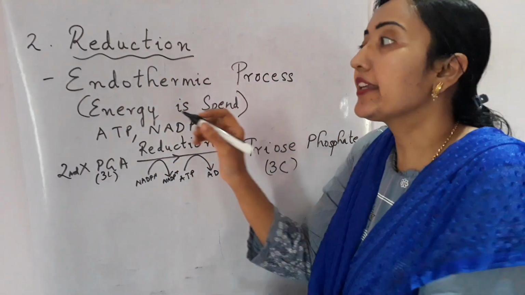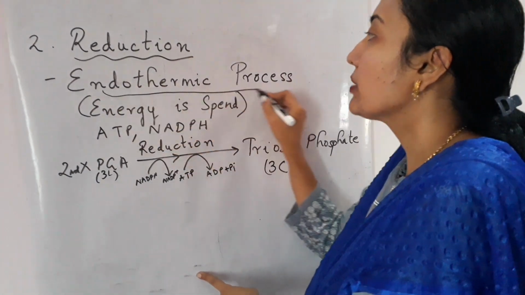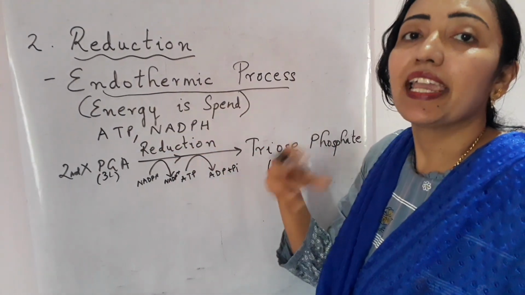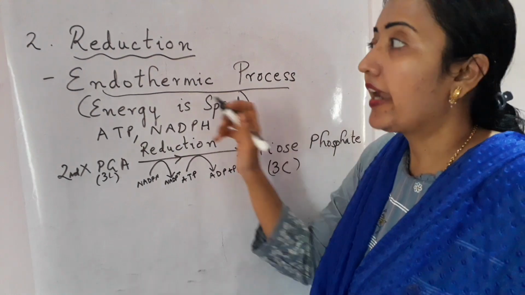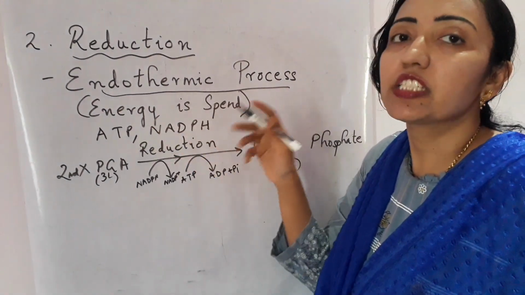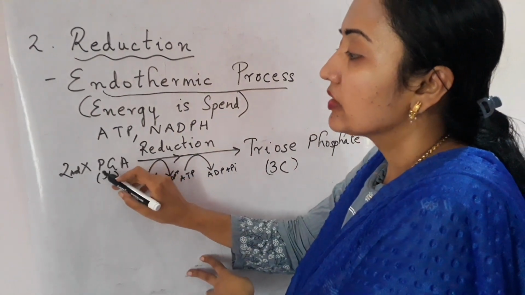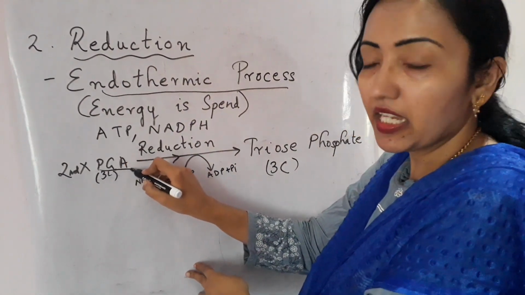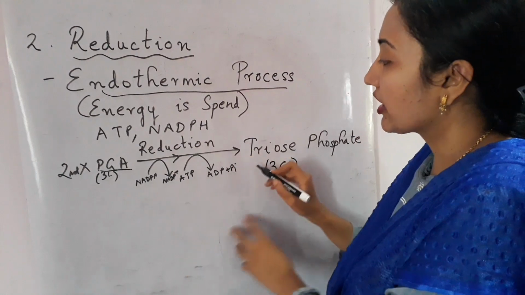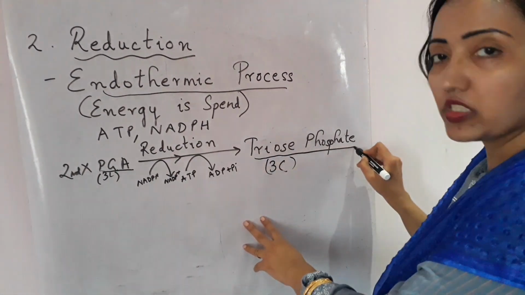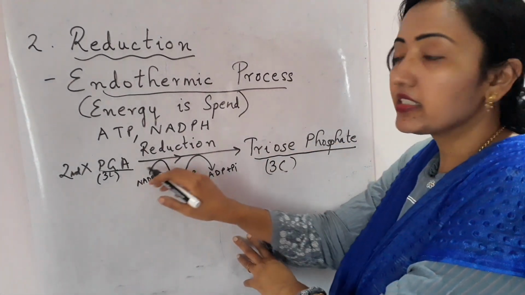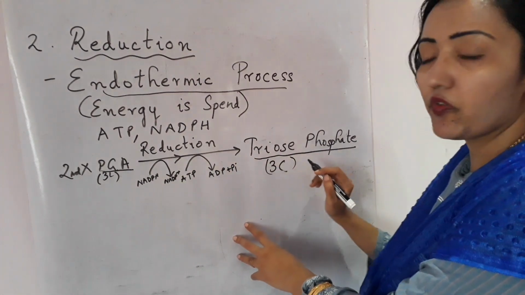Reduction is an endothermic process. An endothermic process is a process in which energy is spent. This is a reduction reaction in which 2 molecules of phosphoglyceric acid undergo reduction to form triose phosphate.